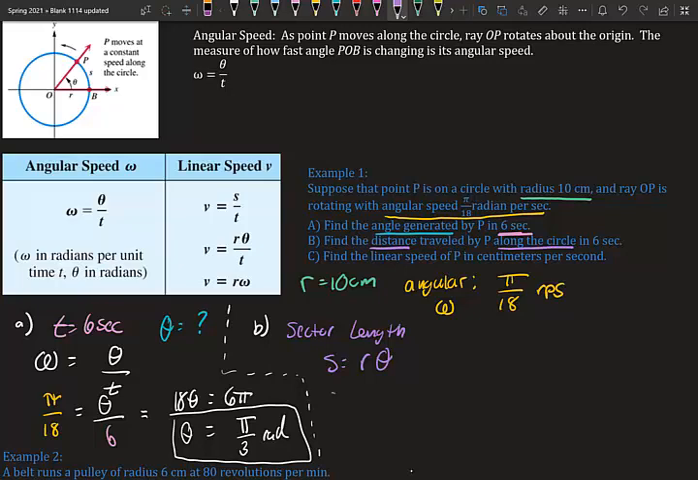So we need to find s. We have our radius. It was given, thankfully, which is 10. And then we just found theta, our theta of pi over 3. So we have 10 times pi over 3, so our s is just 10 pi over 3.